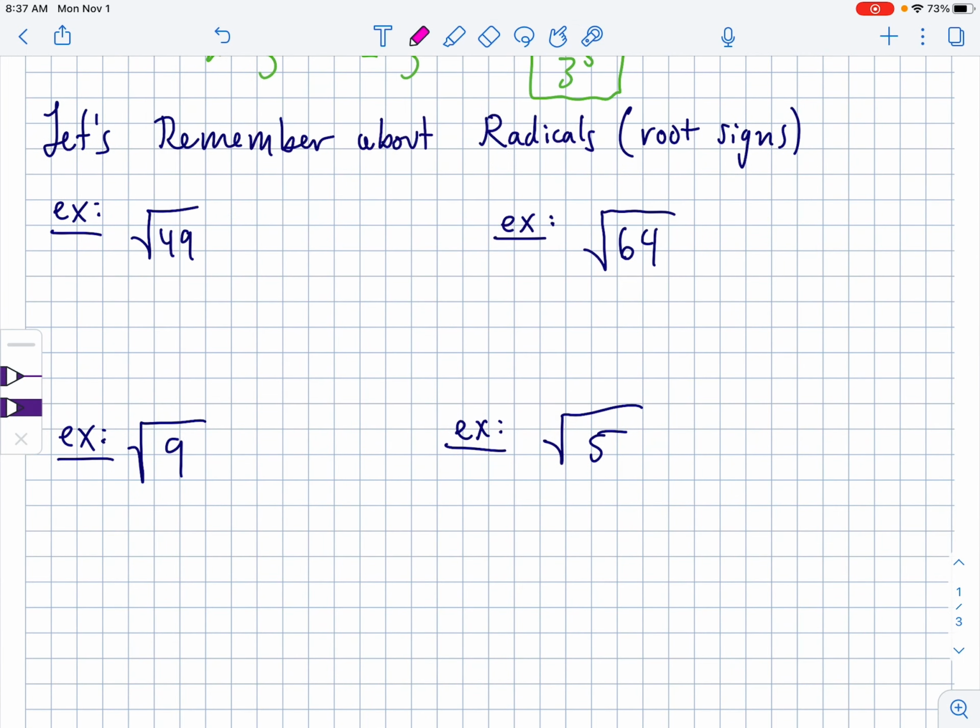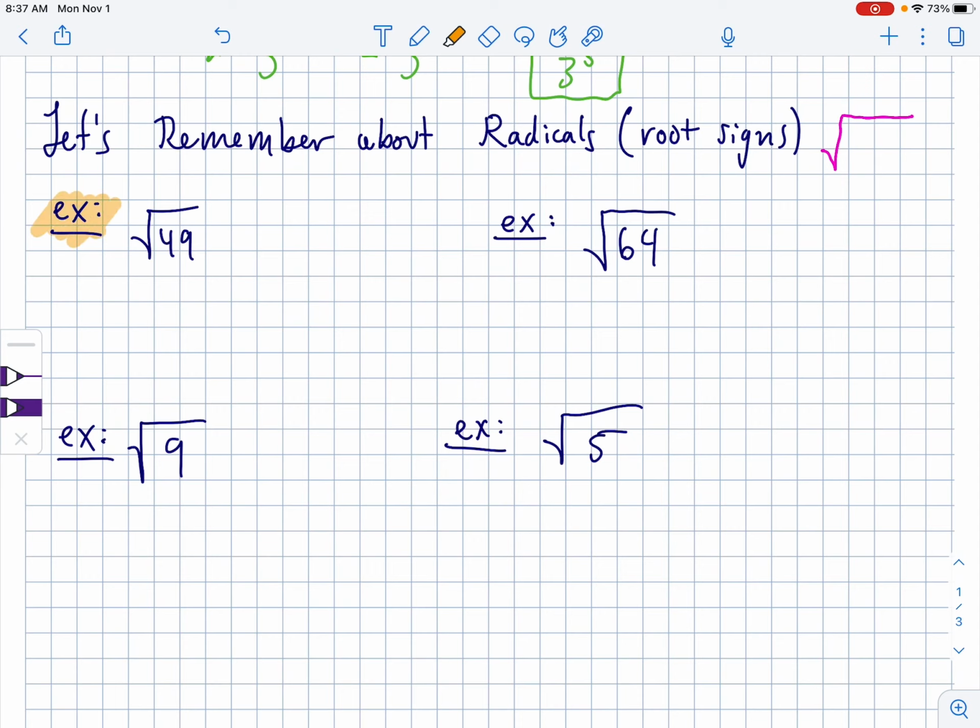Now let's take a look at some radicals. So radicals are basically just like square roots or cube roots or fifth roots or fourth roots. Any type of root is a radical. So if it involves this sort of sign, it's a radical.